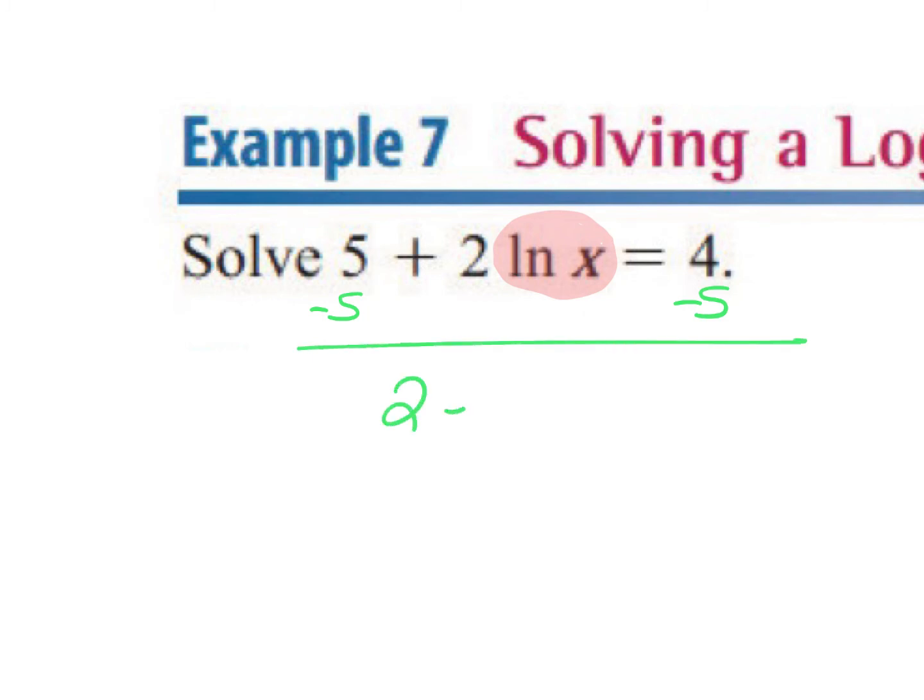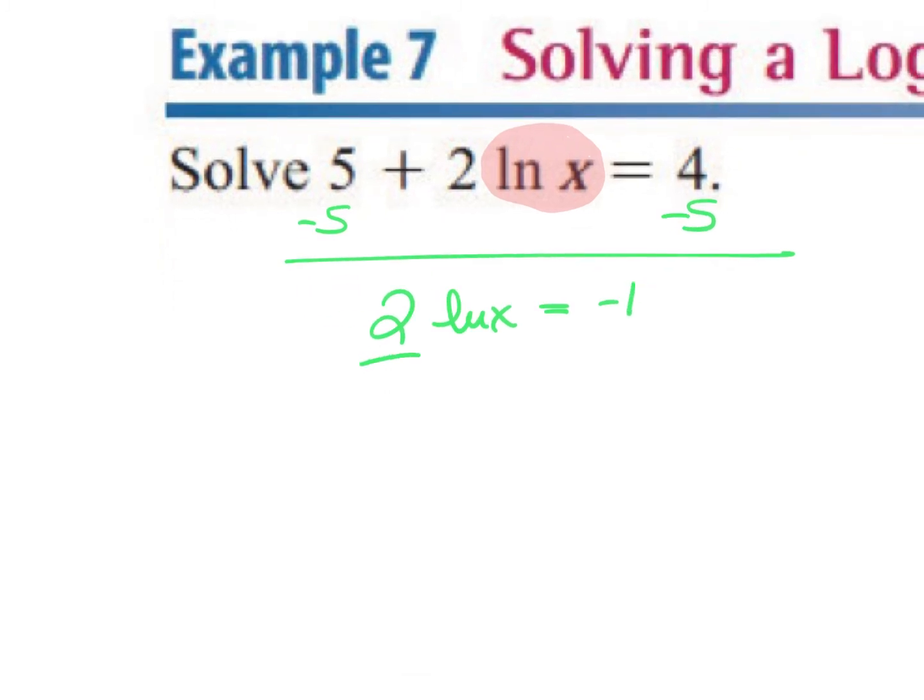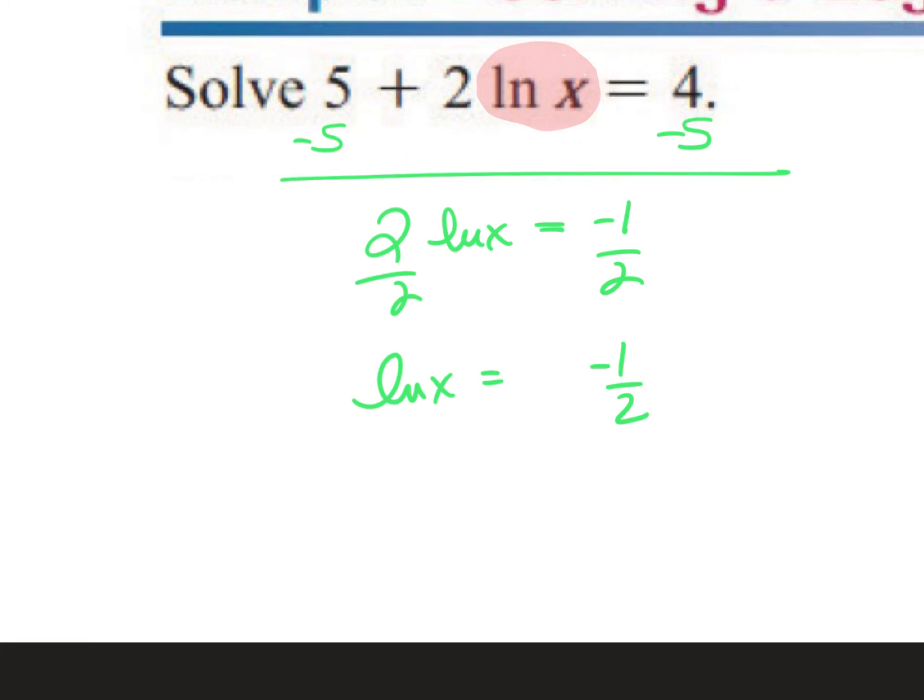So I have 2 times the natural log of x equals -1, right? And then do what? Divide by 2. So I have the natural log of x equals negative 1/2. Okay, is my natural log by itself? Yes. Look at your calculator. What's the opposite of ln?